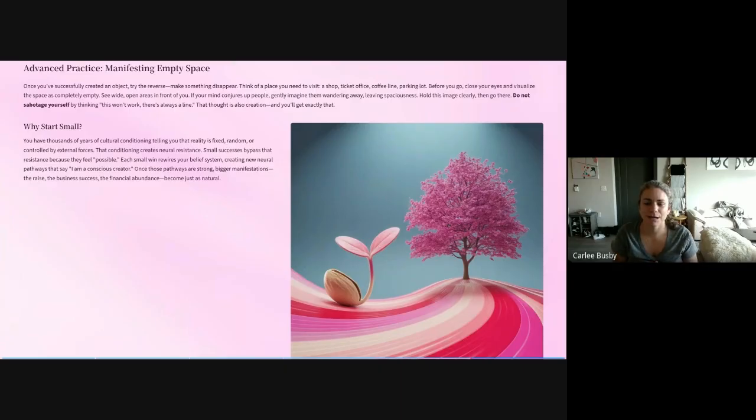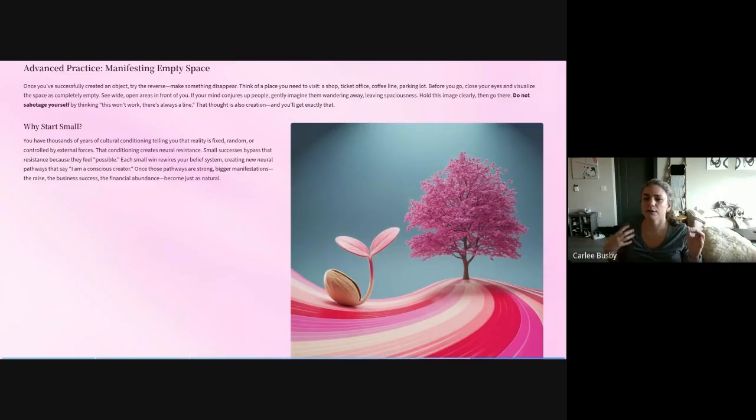An example of this would be if you wanted to make a line disappear, like a line at the coffee shop or a parking spot, or you're at the post office and there's a long line and you want the line to go down, right? So you're trying to manifest something to disappear, like a car disappearing from the parking spot that you want. So you'll do the same thing, but you'll close your eyes and visualize that space as empty.